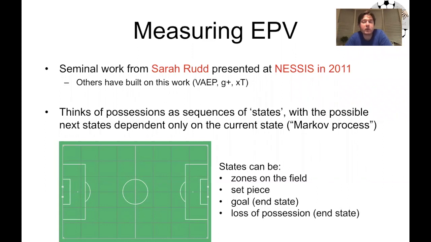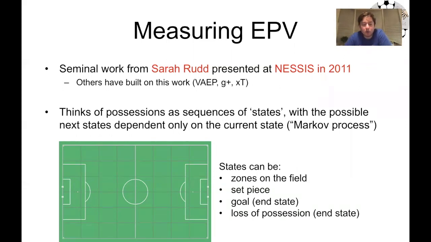To my knowledge, the first EPV model was developed by Sarah Rudd, which she presented at the NESIS conference in 2011. And since then, several others have built on this work and added more context to it, such as the VAPE model that was developed by the people at Sci Sports. And I would strongly recommend you watch the video tutorials made by Lotte Branson that explain how this model works and how to use it. You also have goals added, or G+, a model developed by the guys at American Soccer Analysis, and then other models such as expected threat.